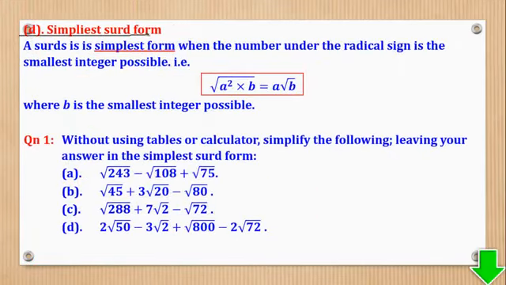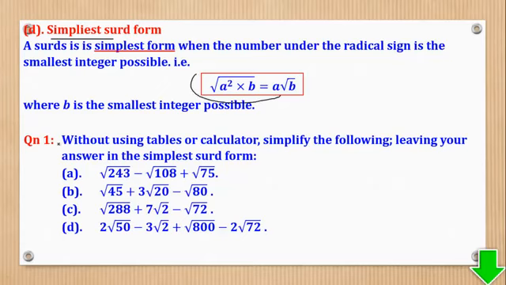Then simplest surd form. A surd is in its simplest form when the number under the radical sign is the smallest integer possible. For example, if a surd can be expressed in this form, then it means that this one has to be pulled out to become a root b. That's how you can express it. That's how you can simplify a surd.